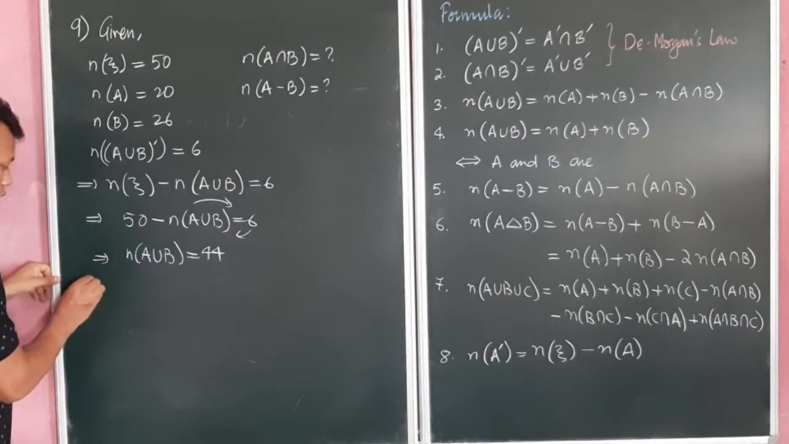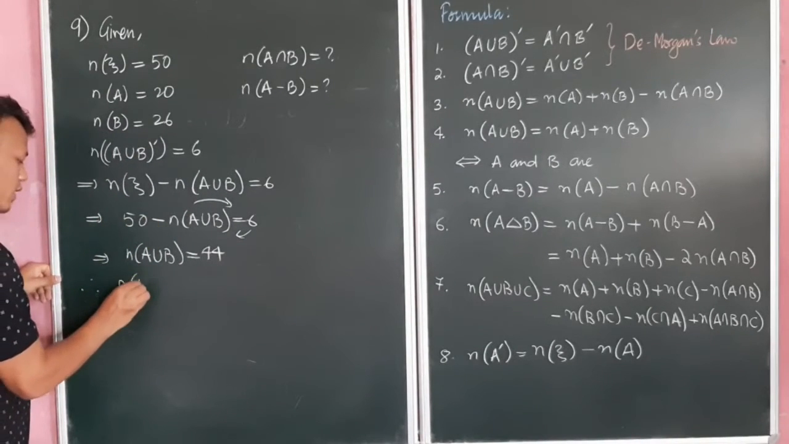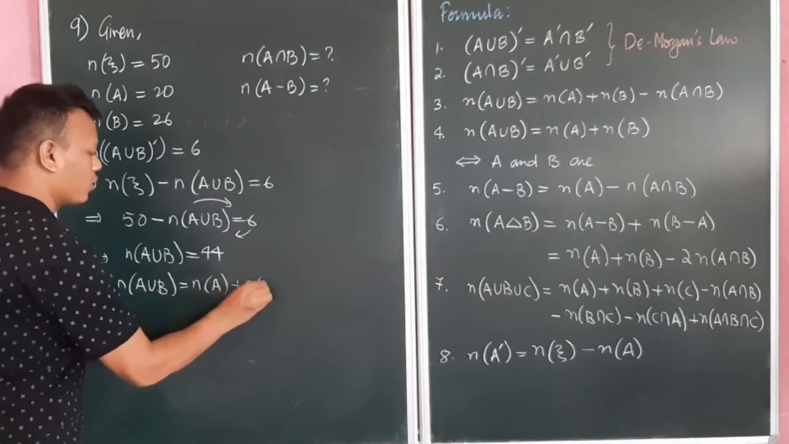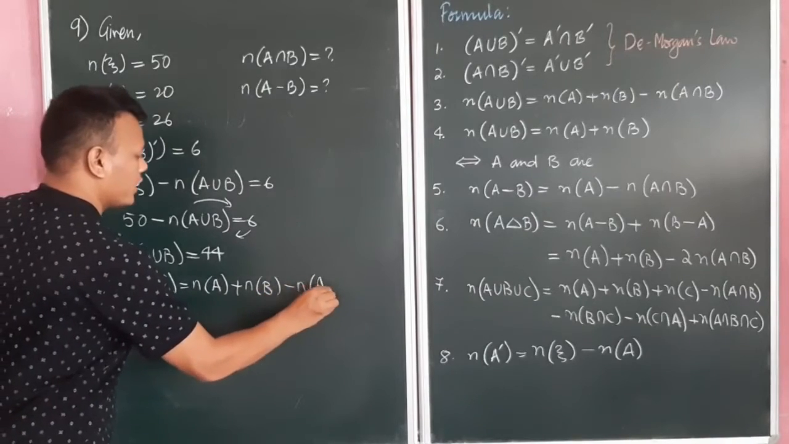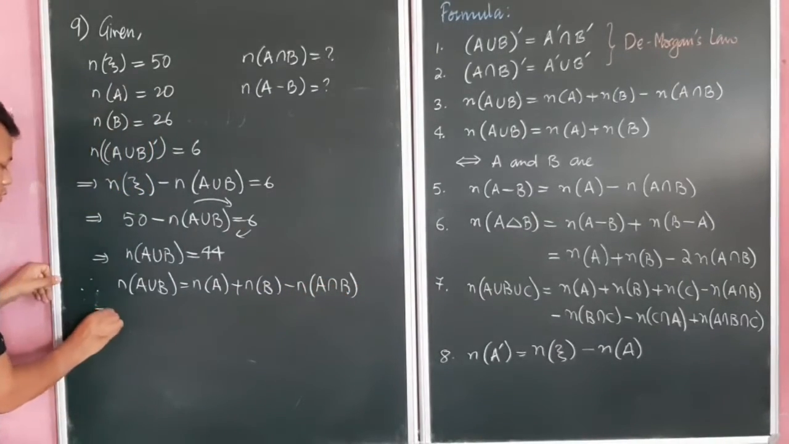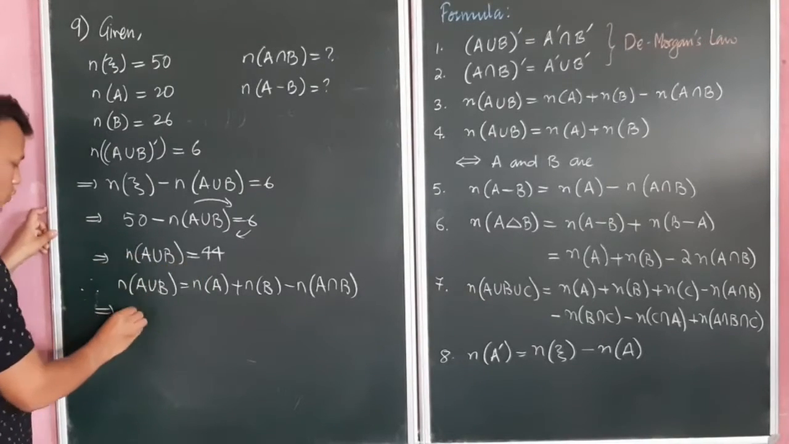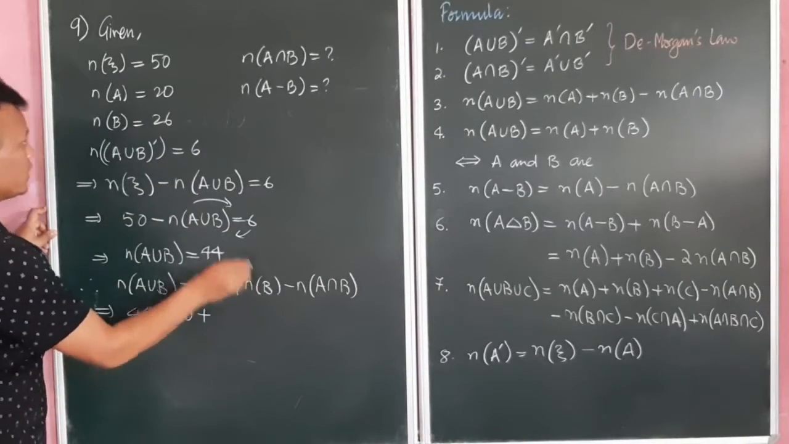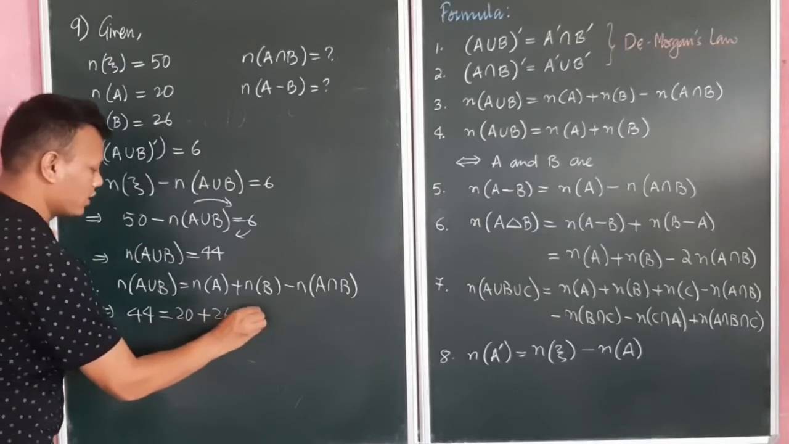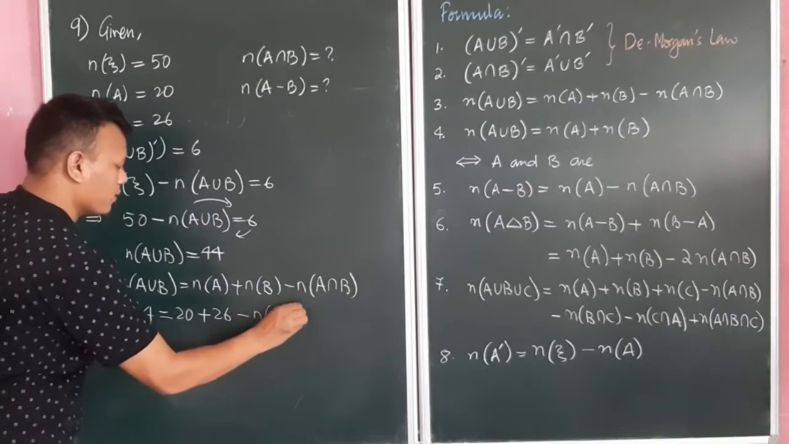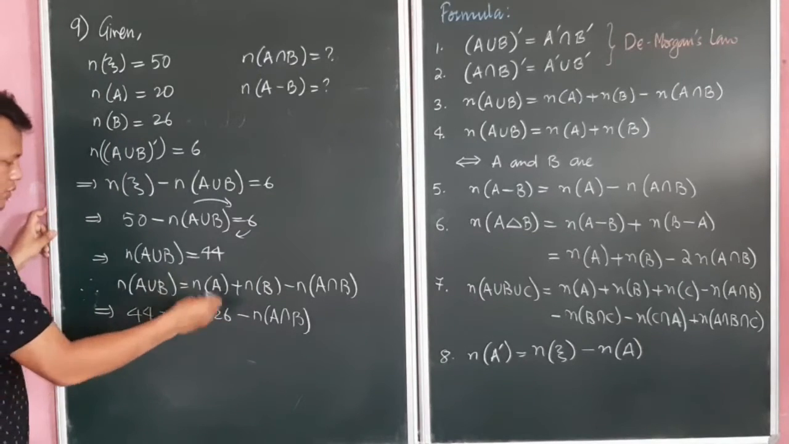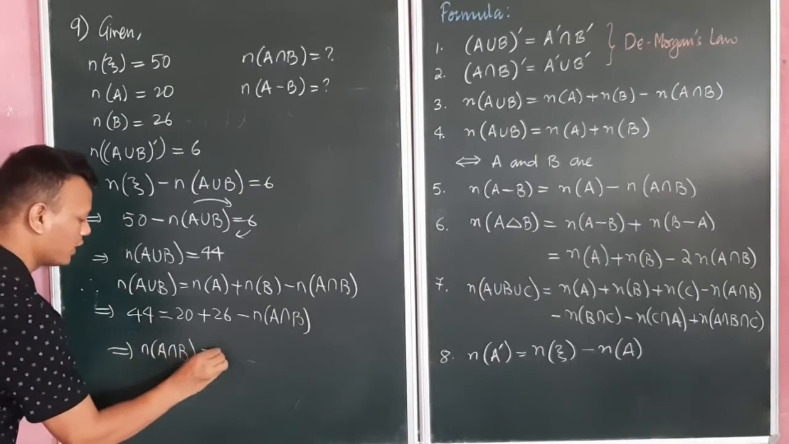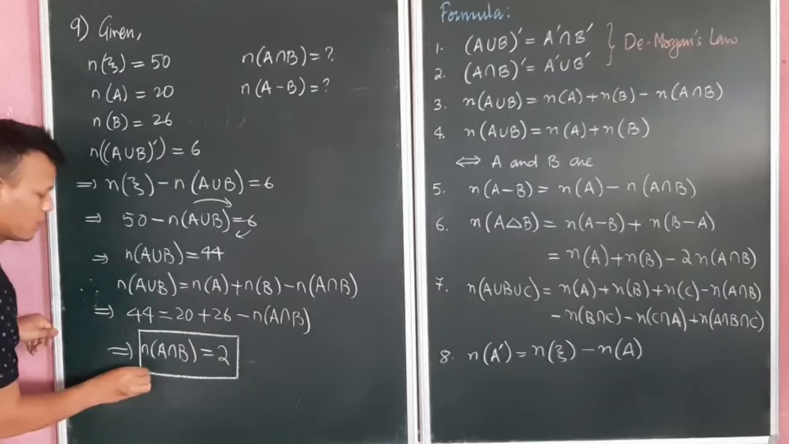Alright, so if I apply that formula, we have n of A union B equals n of A plus n of B minus n of A intersection B. Now let's put the values. So we have n of A union B equal to 44 equals n of A, which is 20, plus n of B, which is 26, minus n of A intersection B. Simplify this and take this over there, you'll find that n of A intersection B will be exactly 2. So this is my first answer.